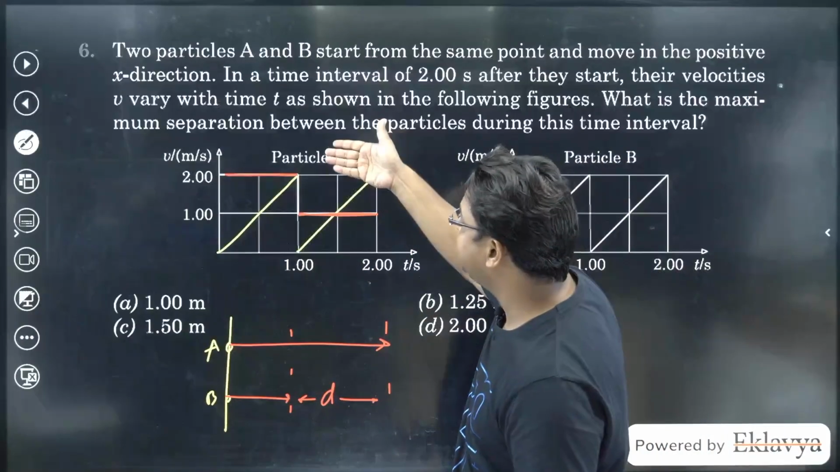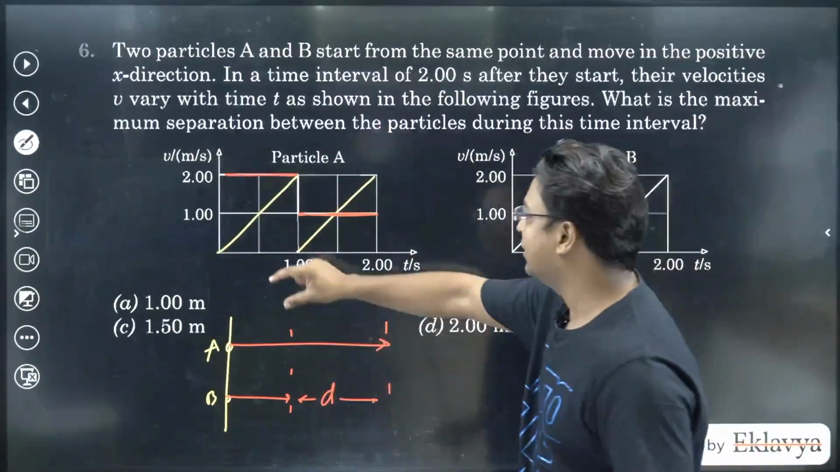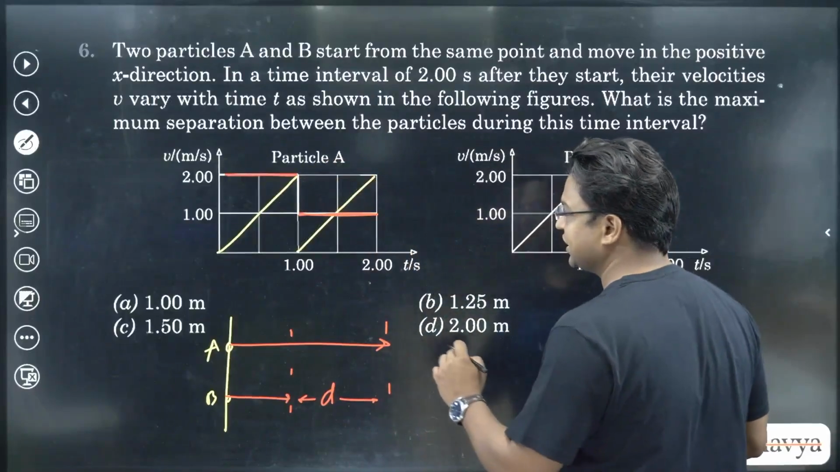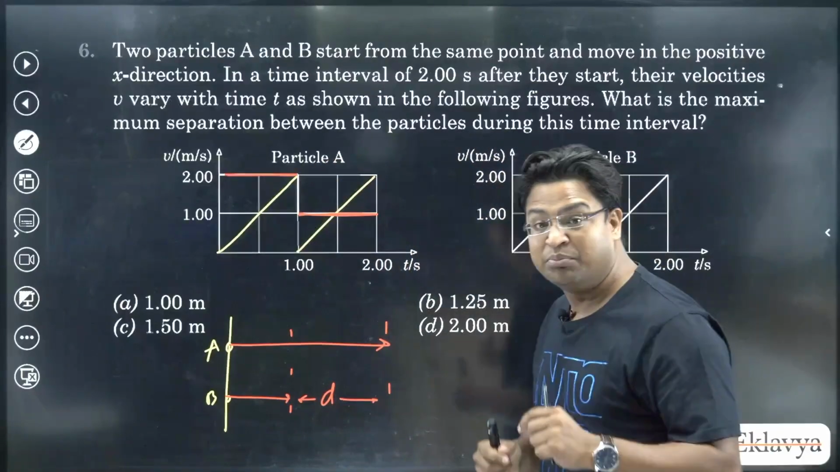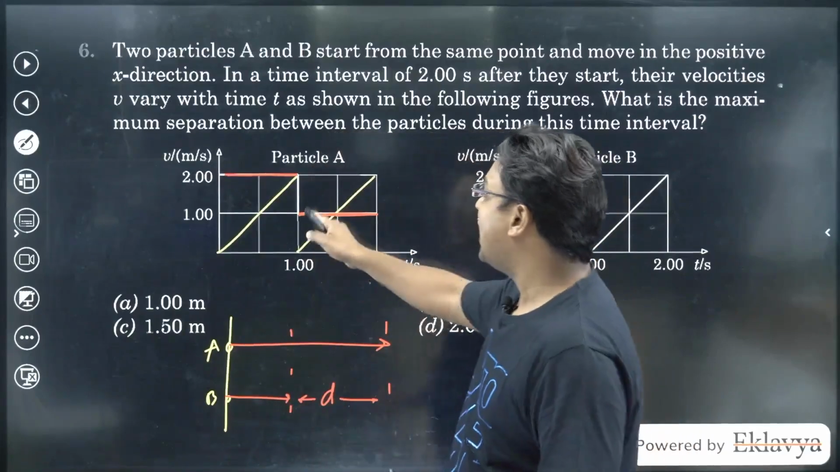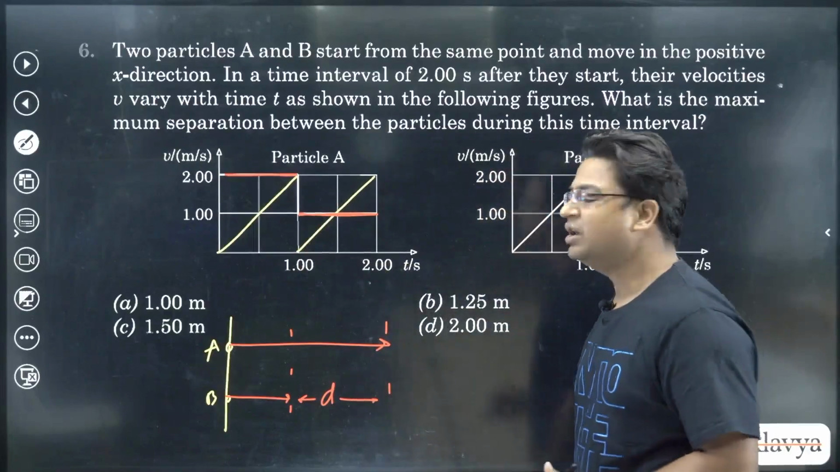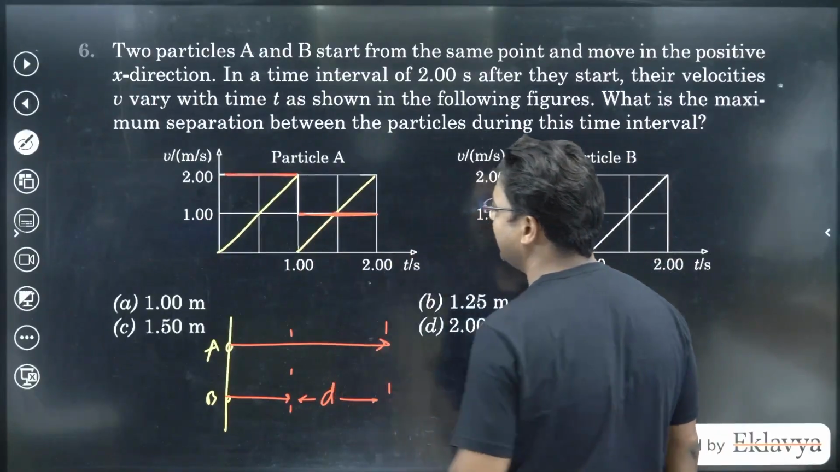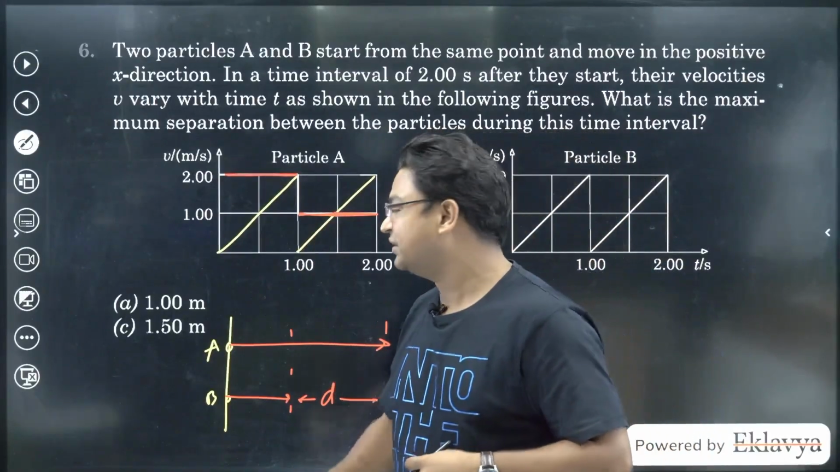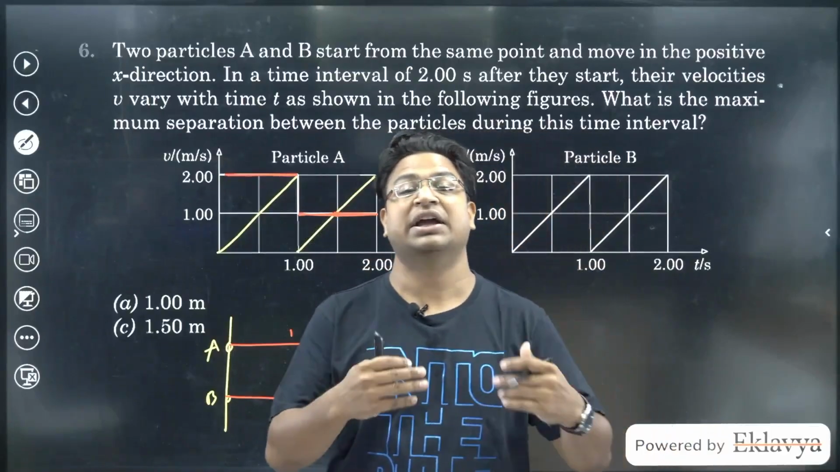After that, the speed of A drops, the speed of B also drops. Here, after 1 second, momentarily their speeds became equal. But after that, again A got a higher speed. So again, the distance between A and B will keep on increasing until this time. At this time, A and B acquire the same speed. After this time, B becomes the faster car. So B will start gaining on A.